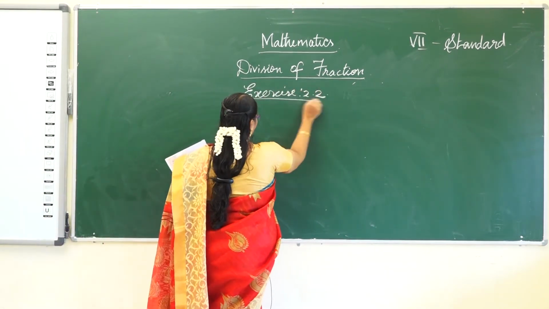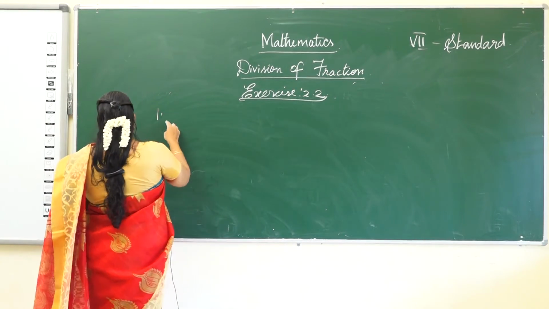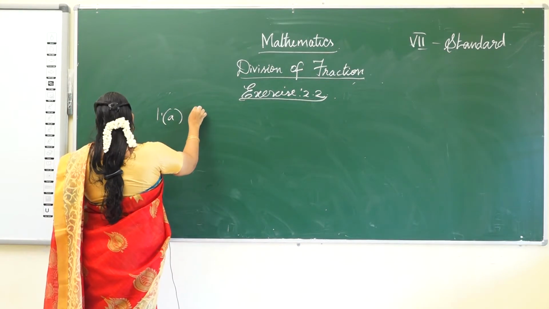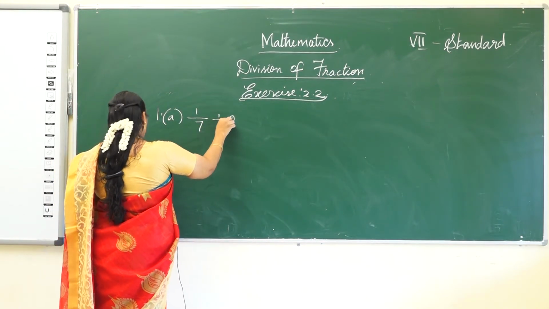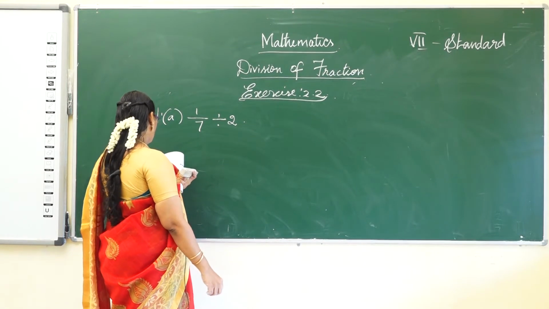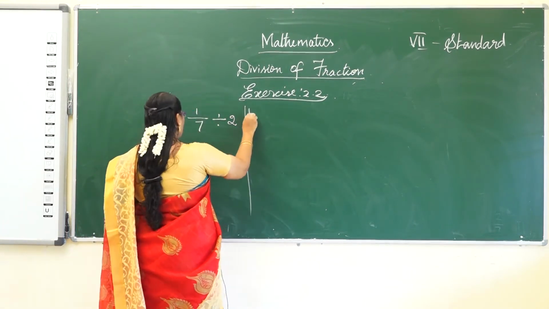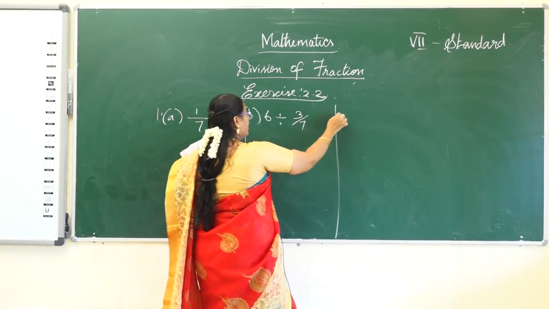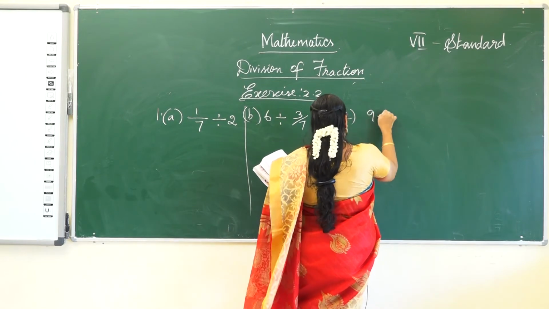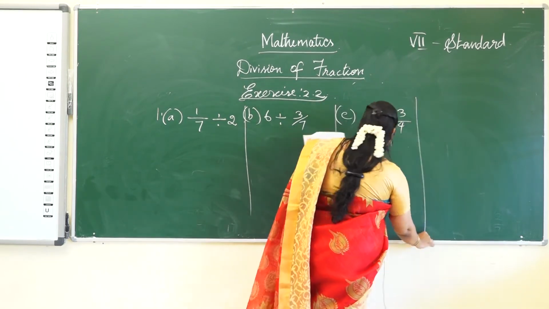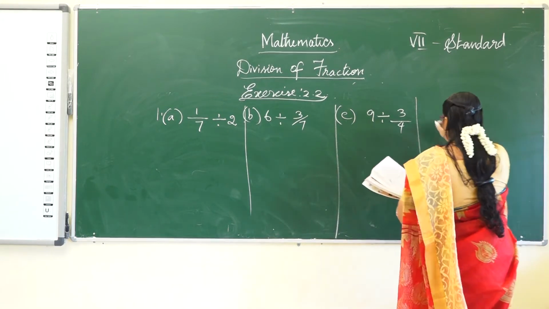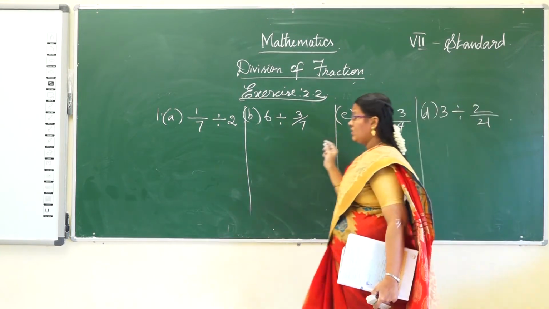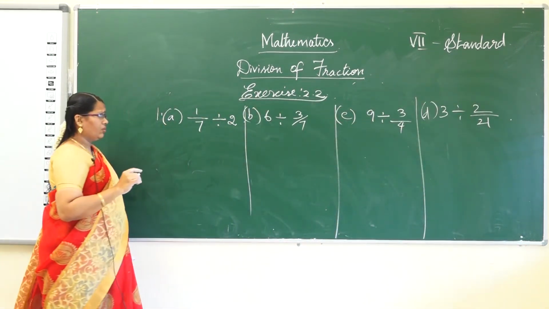Exercise 2.2. First one: divide the following. The first subdivision, A, is 1/7, a fraction divided by a whole number. B is 6, a whole number divided by a fraction. C is a whole number divided by a fraction. And D is 3 divided by 2/21. Now see, you already know the rules.